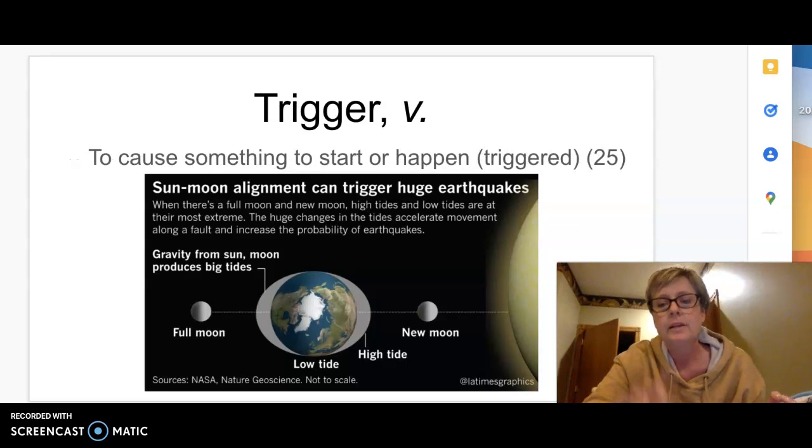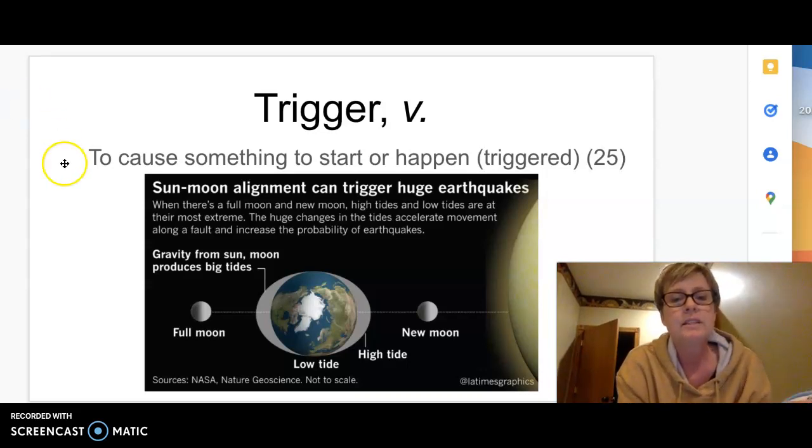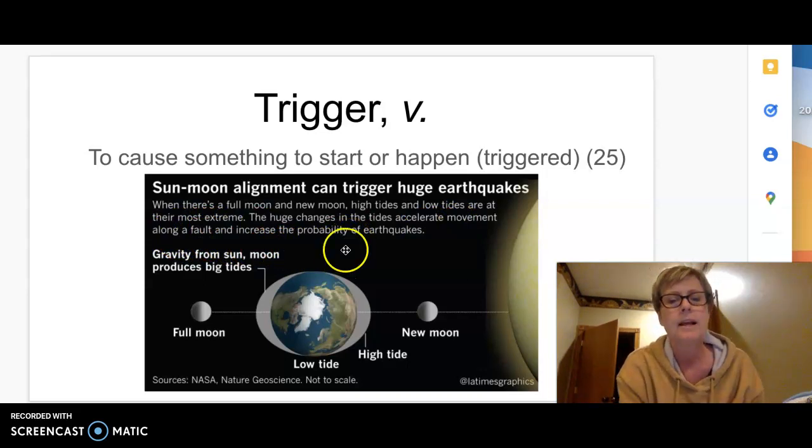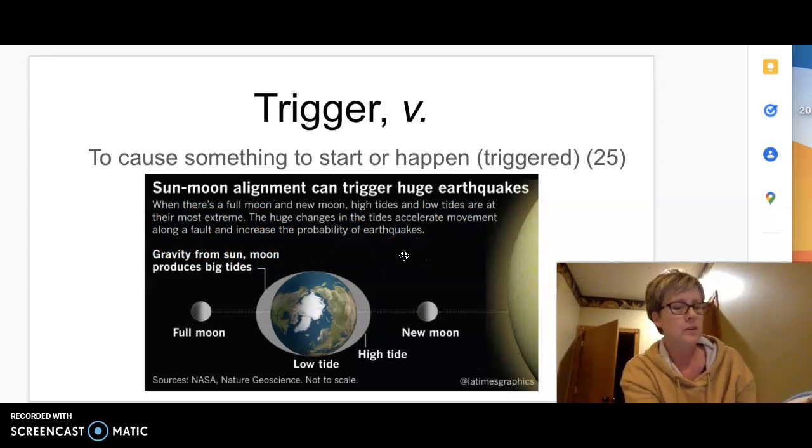Trigger, not like on a gun, but this one is to cause something to start or happen. And this was interesting. I found this, and it said that the sun-moon alignment can trigger huge earthquakes. When there's a full moon and a new moon, high tides and low tides are at their most extreme, and huge changes in the tides accelerate movements along a fault and increase the probability of earthquakes. I did not know that, but I thought that was very interesting.